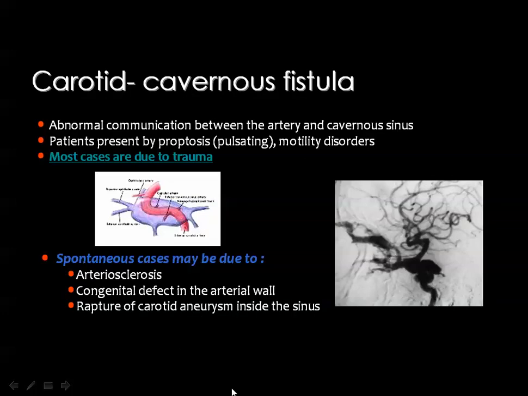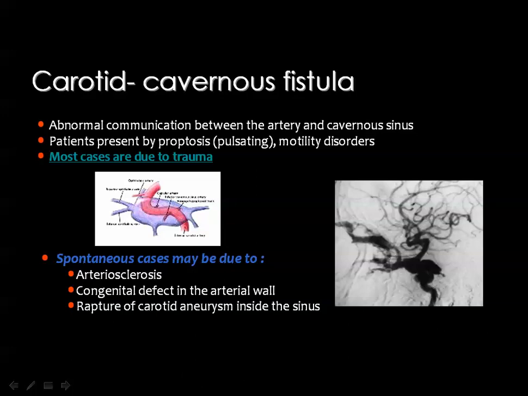Carotid cavernous fistula means that there is a fistulous communication between the intracavernous part of the carotid artery and the cavernous sinus. The causes are usually traumatic in most cases, but arteriosclerosis of the artery may weaken the arterial wall and lead to the fistula, or a congenital defect in the arterial wall, or if the artery is involved by an aneurysm and the aneurysm has ruptured inside the cavernous sinus, it will result in the same issue.